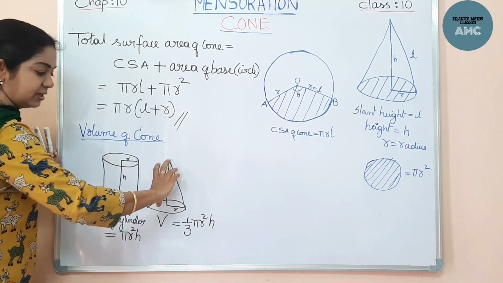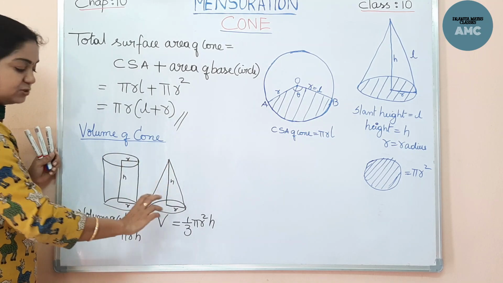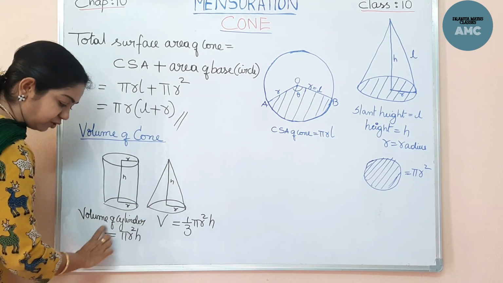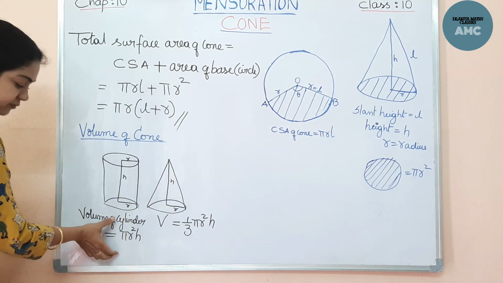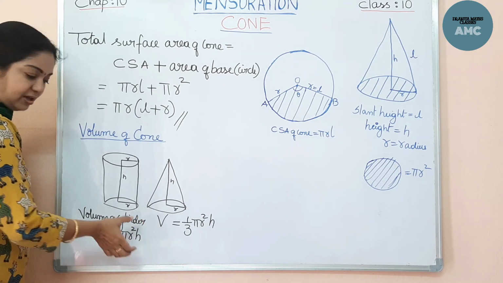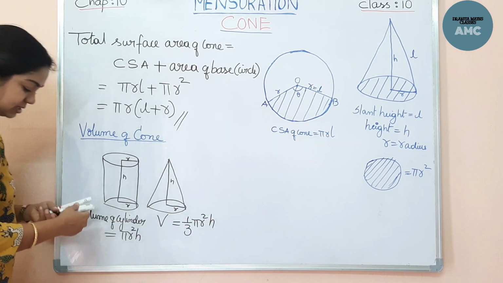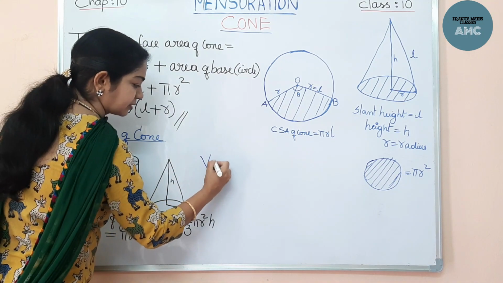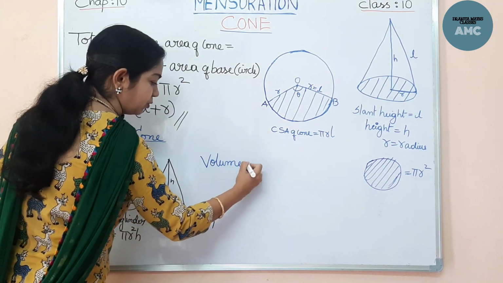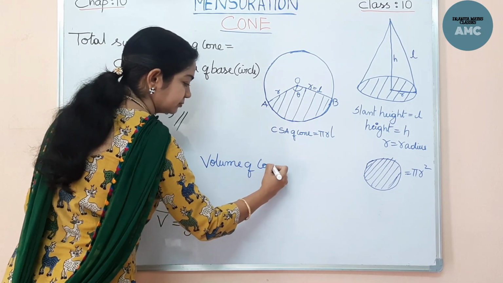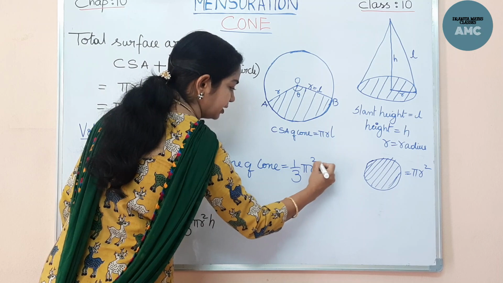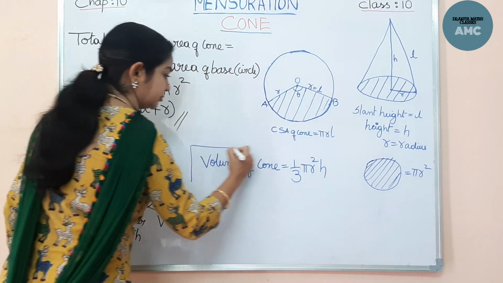So the volume of the cone is 1/3 the volume of the cylinder. We know the volume of the cylinder is pi r square h, therefore the volume of the cone is 1/3 pi r square h. Right.